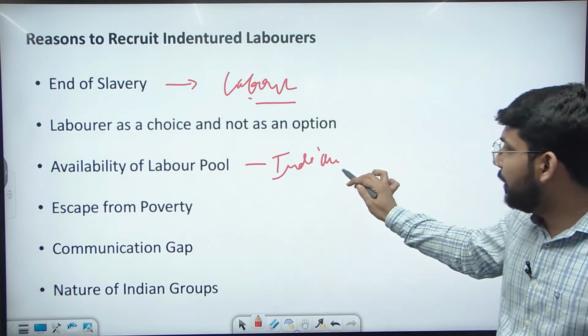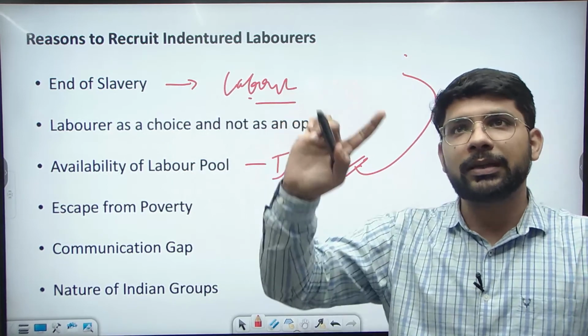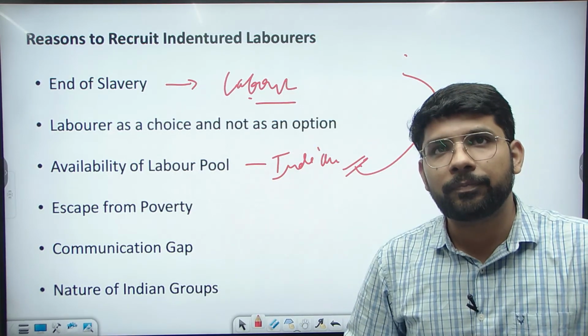So if the availability of the labor was there, the British were sending those laborers to other countries as indentured labor.